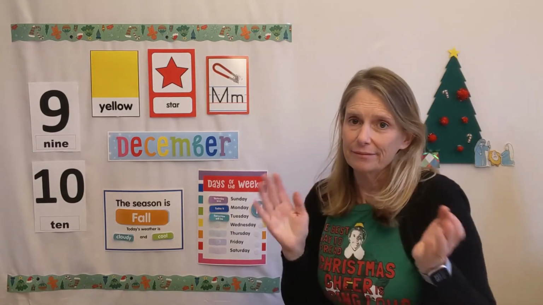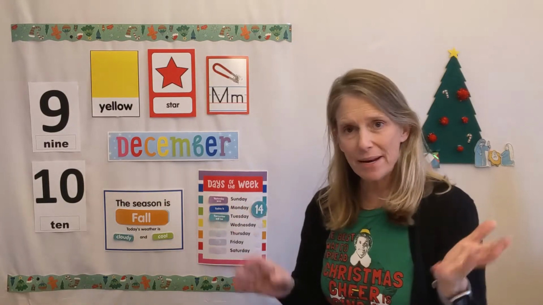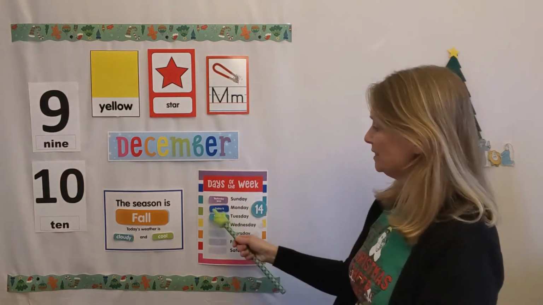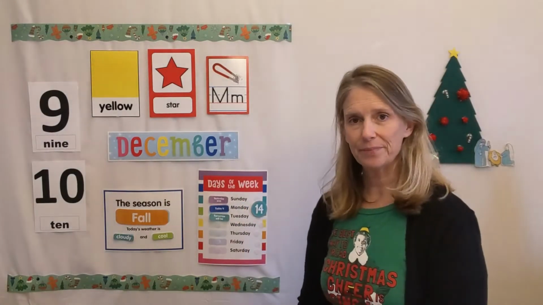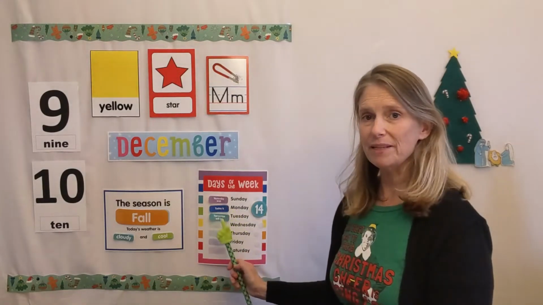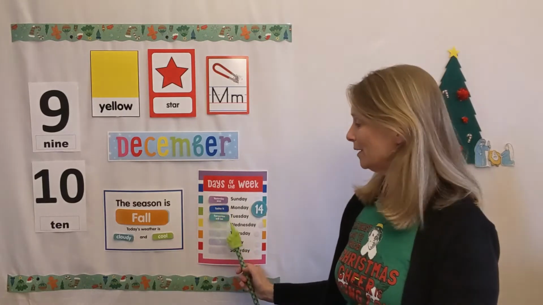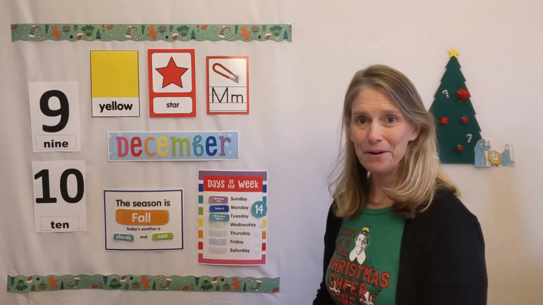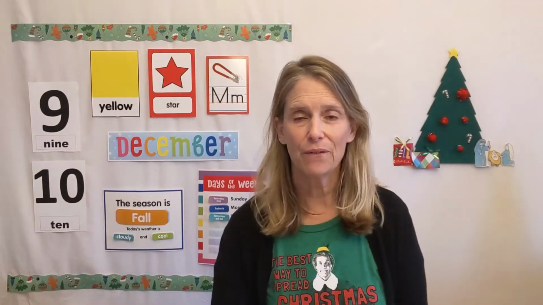All right, we said it several times already. Today is Monday. It is Monday morning circle time. So today is Monday, December 14th. That's how we say our date, December 14th. If today is Monday, that means that yesterday was Sunday and tomorrow will be Tuesday. All right, that is our board there to go over.